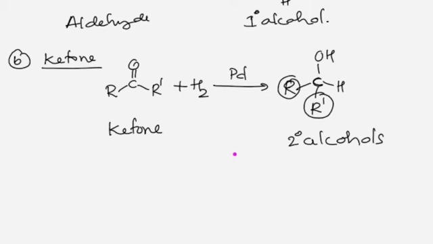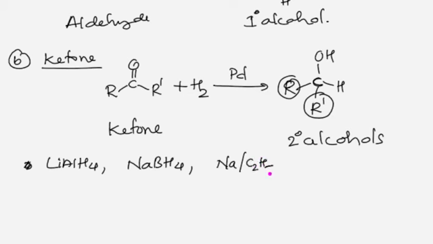And we move to the next part. You can also use reagents like lithium aluminum hydride. The reducing agents are lithium aluminum hydride, sodium borohydride (NaBH4), or sodium in the presence of ethanol, that is C2H5OH. So many reagents are there to reduce ketones and aldehydes.